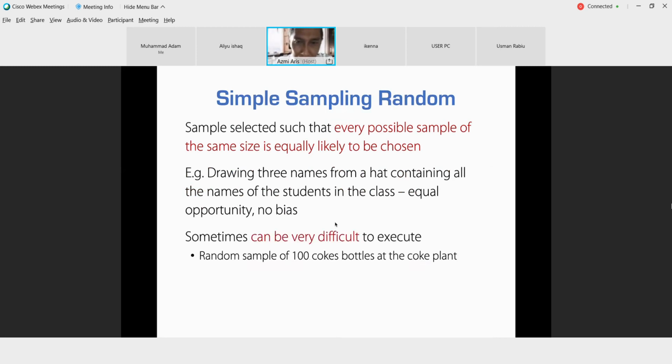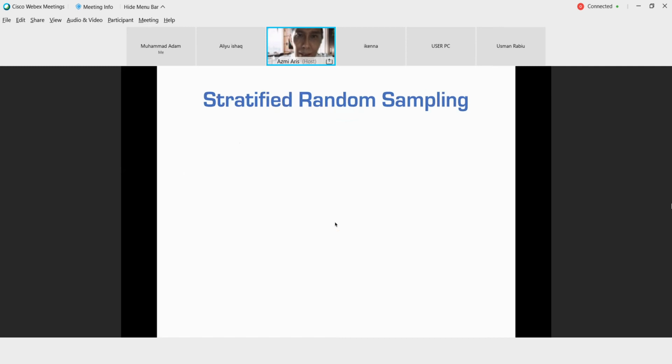But this can be difficult if the samples are too many. Okay, another one is stratified random sampling.